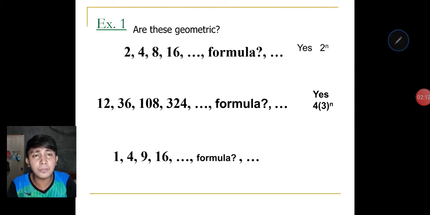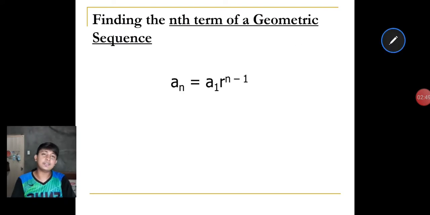And now we have the third one: 1, 4, 9, 16. Is it a geometric sequence? Okay, para malaman mo kung geometric sequence, kunin mo ulit yung ratio. 4 divided by 1 should be equal to 9 divided by 4 should be equal to 16 divided by 9. May nakuha ka bang the same na ratio? No, since 1, 4, 9, 16 is not a geometric sequence. Okay? So, kung naintindihan nyo na yan, let's proceed to the next.